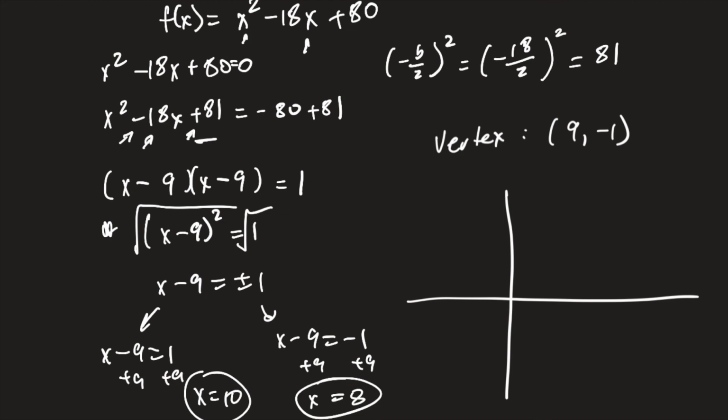So x is 8 and 10. 1, 2, 3, 4, 5, 6, 7, 8, 9, 10. I have 8 being one of the x-intercepts, 10 being the other one. 9 comma negative 1 will be down here, that being negative 1. And notice this is my parabola. It opens up and you can see the y-intercept will be all the way out here.